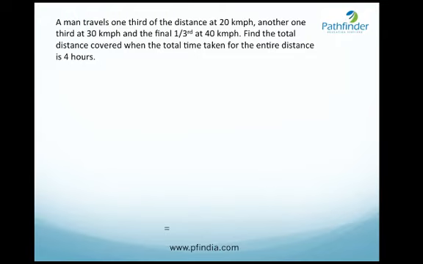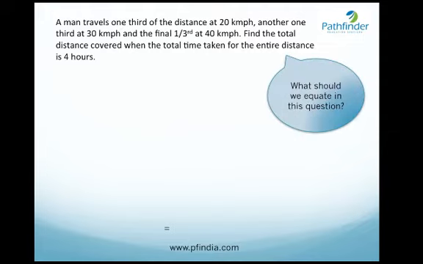A man travels one third of the distance at 20 km per hour, another one third at 30 km per hour, and the final one third at 40 km per hour. Find the total distance covered when the total time taken for the entire distance is 4 hours. Again, what should we equate in this question?